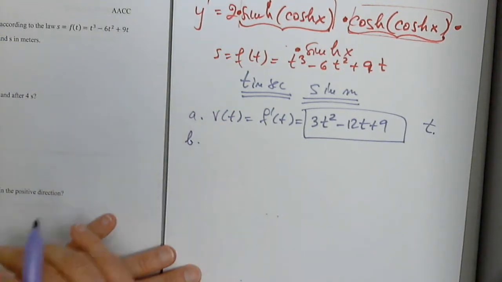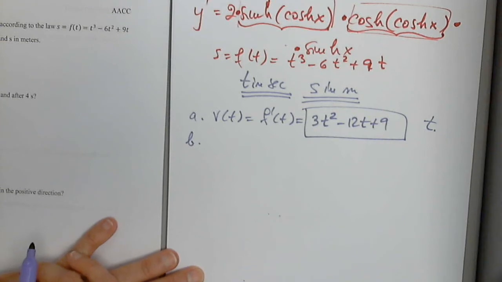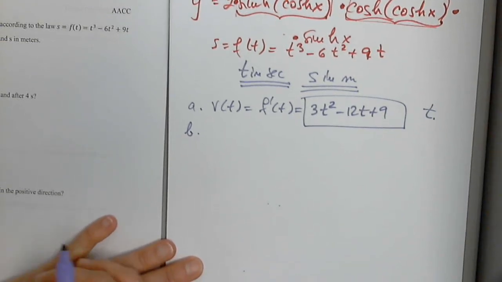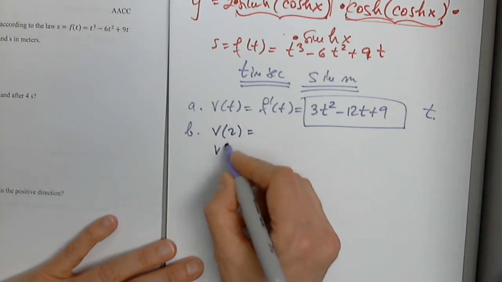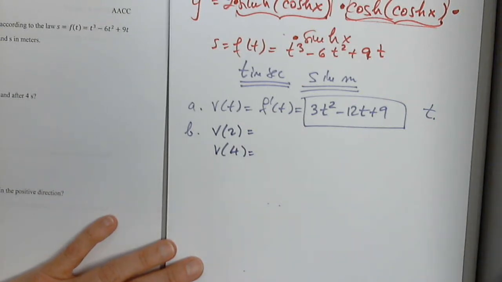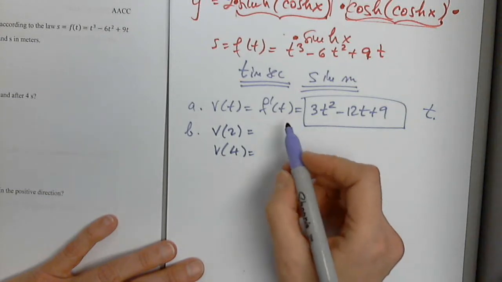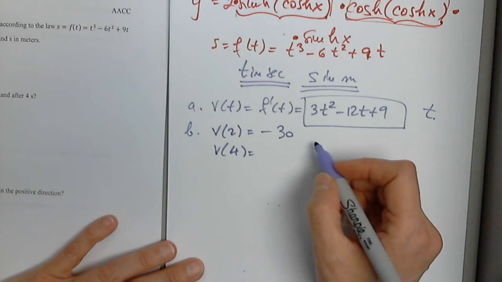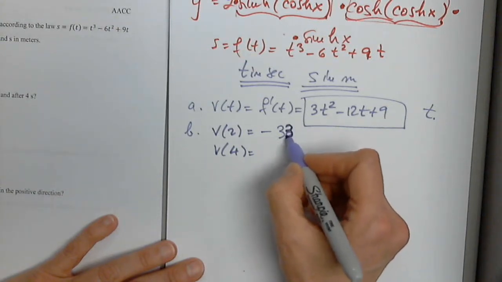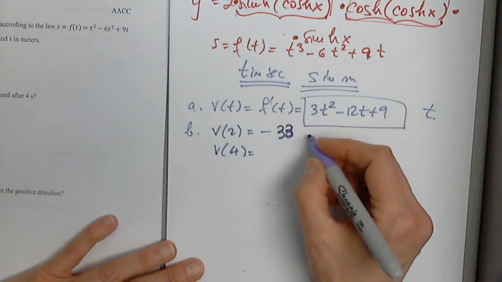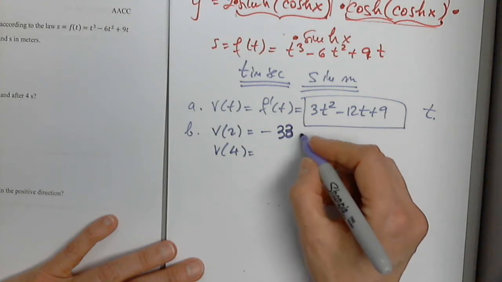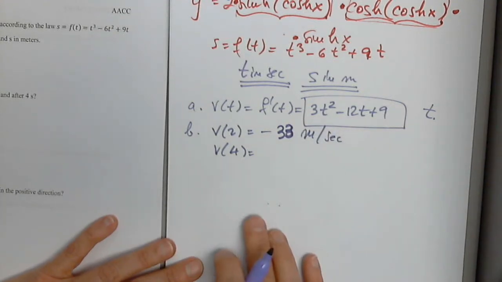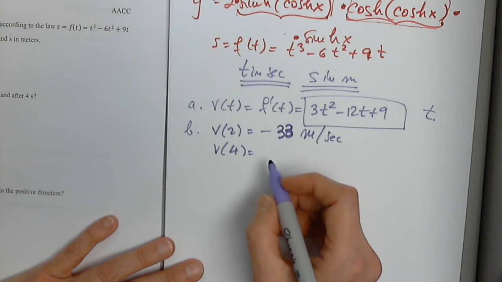Part B. What is the velocity after 2 seconds and 4 seconds? Plug in 2 and 4. V of 2 and V of 4. If you have the answers, if you calculated them, just give them to me. Negative 3. That's not enough. Meters per second. Good. And the other one? 9 meters per second.